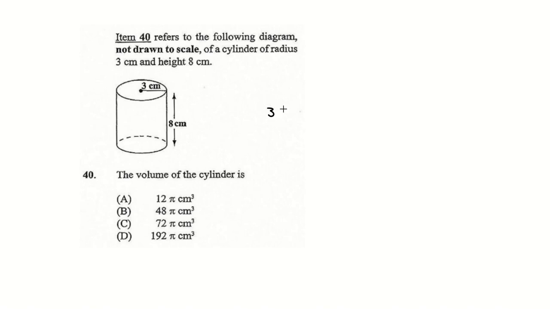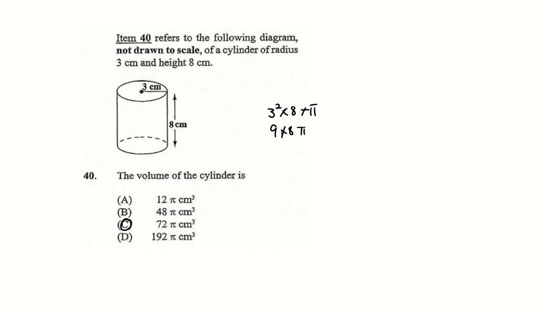40. We did this question already, but I'm going to do it over again. It's 3 squared by 8, by pi. It is pi r squared by your height. So that is 3 threes are 9. 9 by 8 is 72 by pi. So it's 72 pi cm. And that would be the end of May, June 2017.